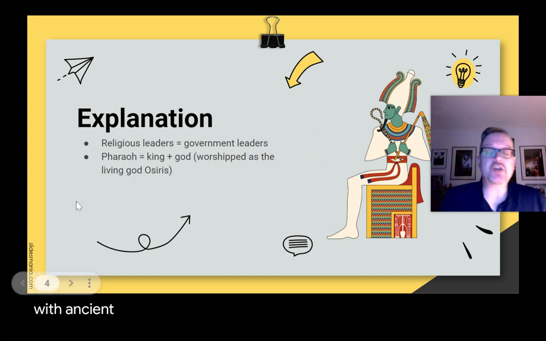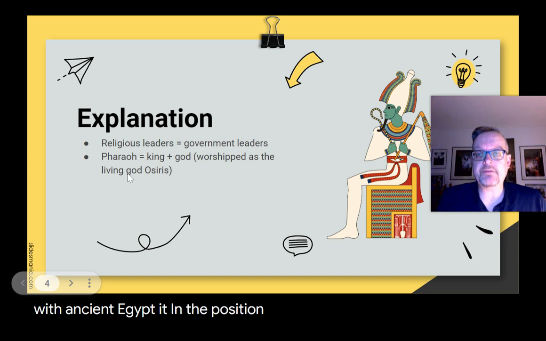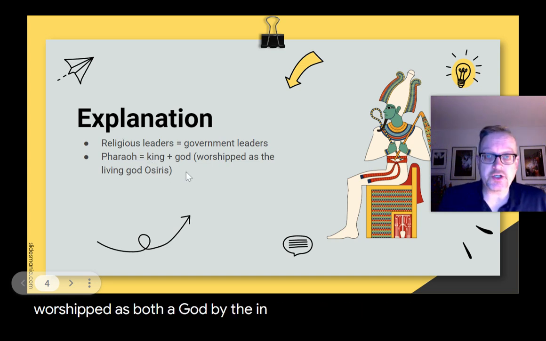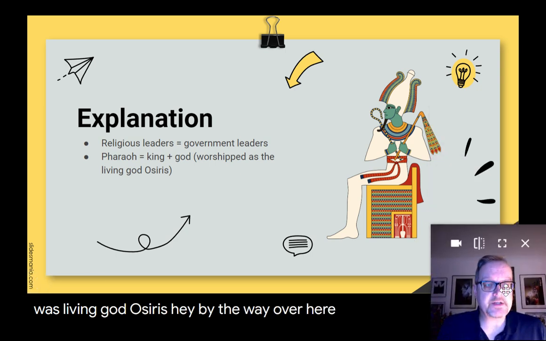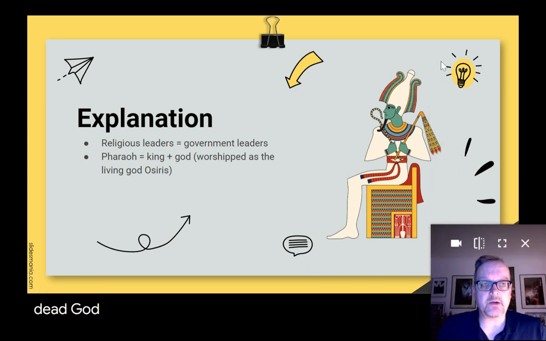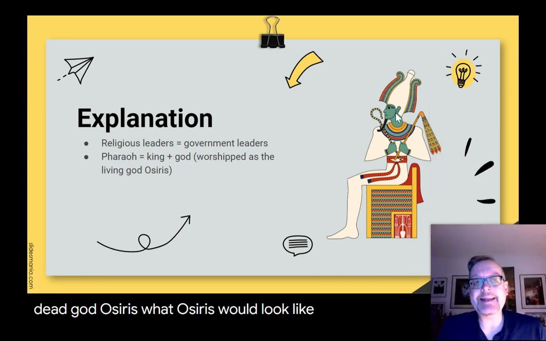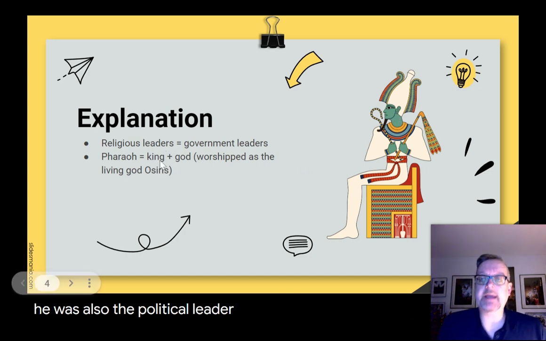With ancient Egypt, it all solidifies in the position of the pharaoh. The pharaoh was worshipped as a god by the ancient Egyptians. They believed he was the living god Osiris. By the way, over here on the side, this is the dead god Osiris, what Osiris would look like in the Egyptian afterlife. But he was also the political leader, the king.